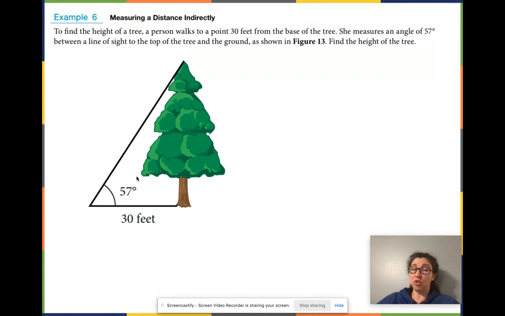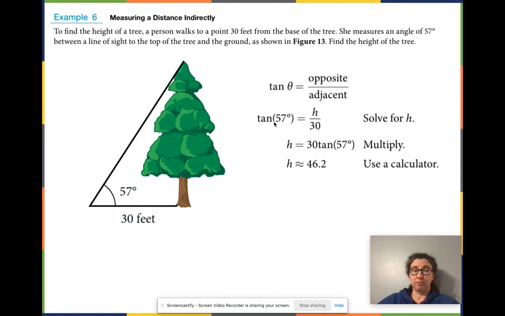Tangent of 57 degrees is going to be our unknown value divided by 30, opposite over adjacent. Our unknown value we can call height. So tangent of 57 is h, height over 30. We solve for h by multiplying by 30. Put this in our calculator, and there we go. There's our value. So that's one application where we can use right triangles to solve for actual things if they're too big to measure.